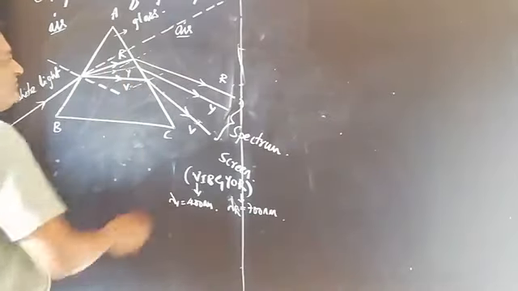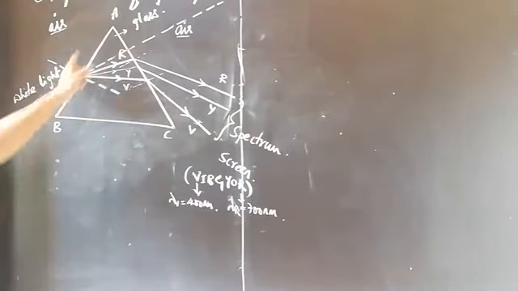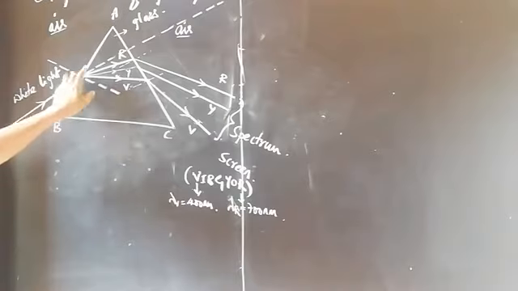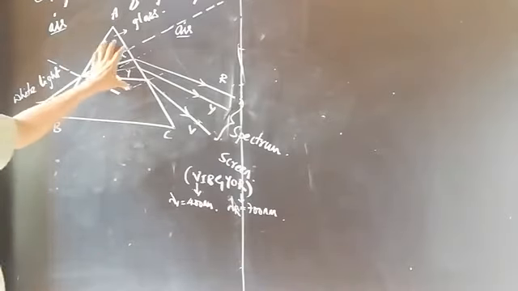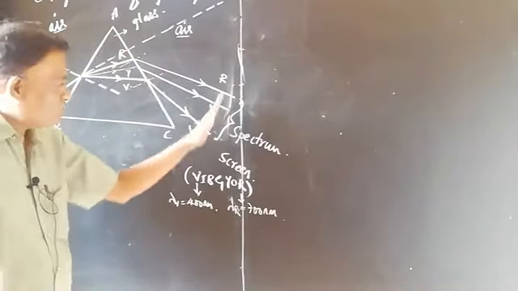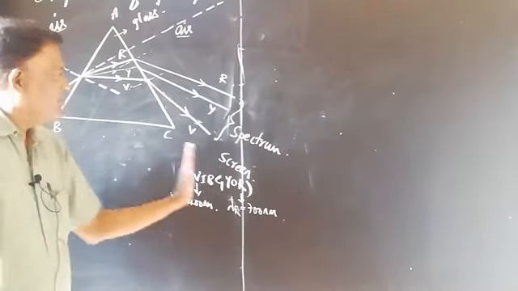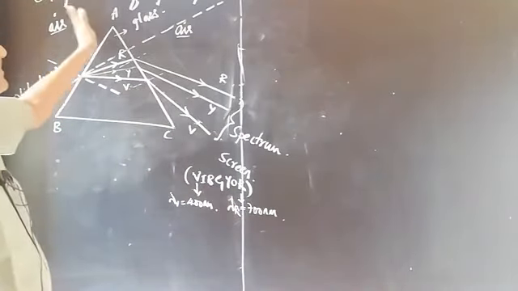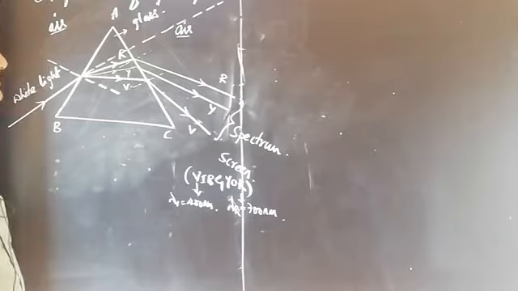What is the dispersion of light? When white light is made to be incident on the prism, the white light breaks up or splits up into 7 constituent colors. This phenomenon is called dispersion of light.